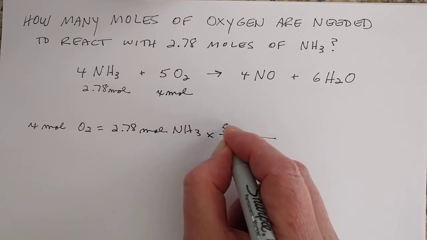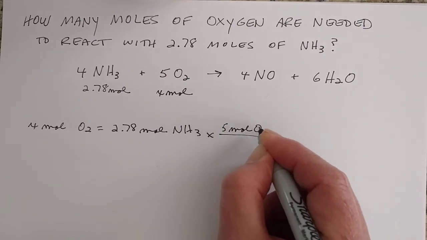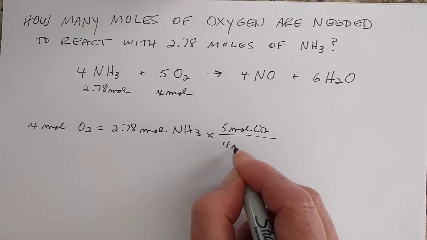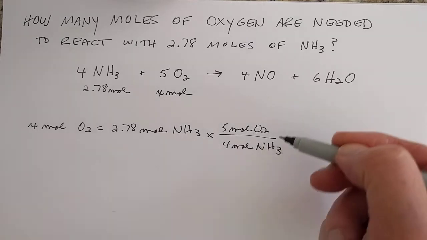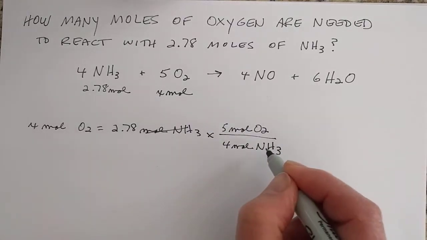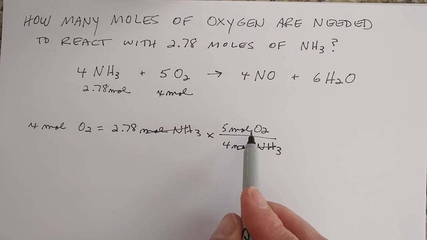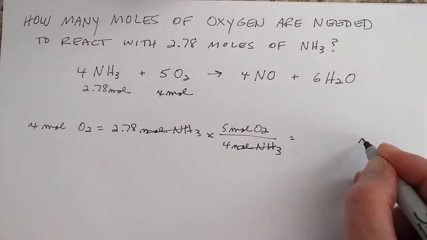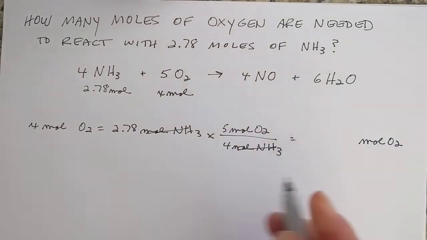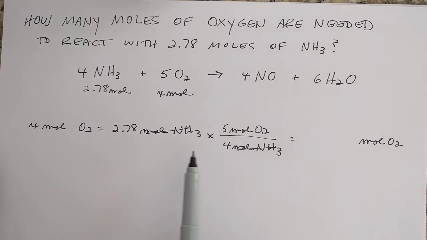And we need to have the moles of O2 in the numerator. 5 moles of O2 for every 4 moles of NH3. Doing it this way, the moles of NH3 cancel out. The units on the right match the units on the left. So we're finished with conversion factors. Put in our unit of moles of O2. And now we do the math. So 2.78 times 5 divided by 4 equals, and let's see, 3 sig figs.